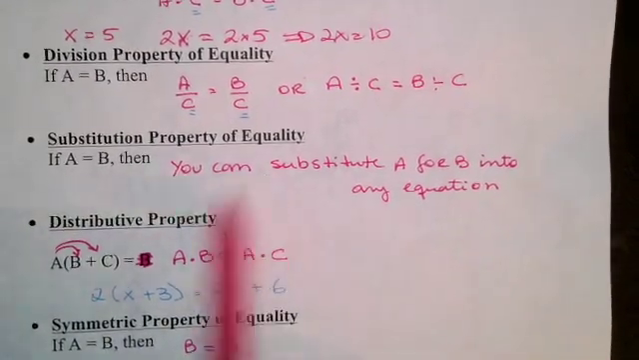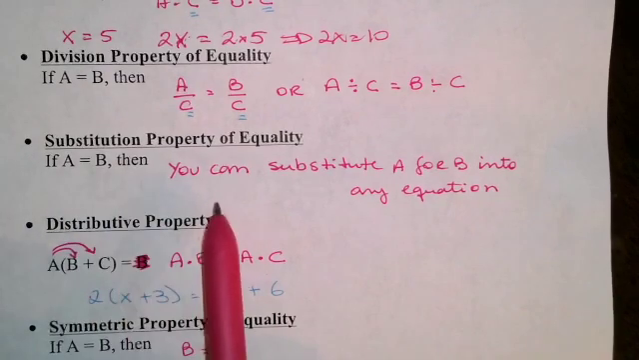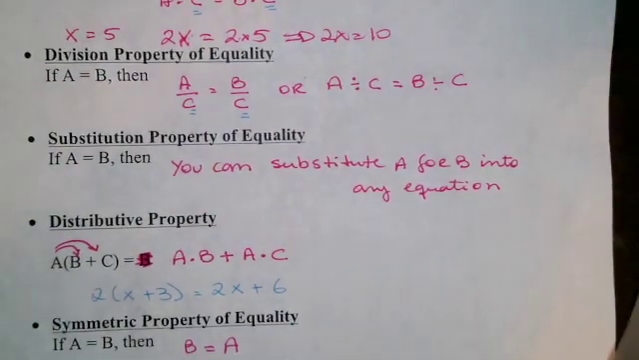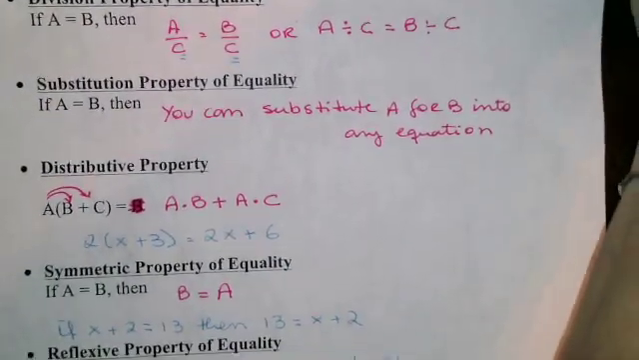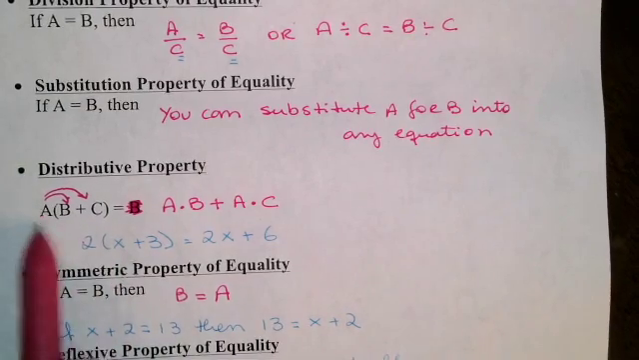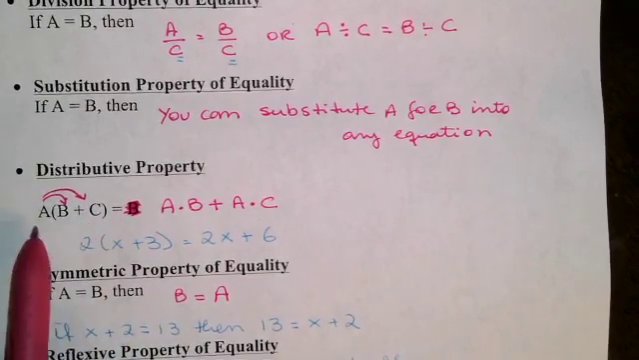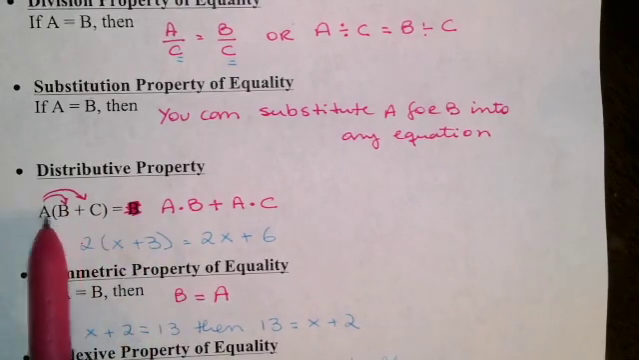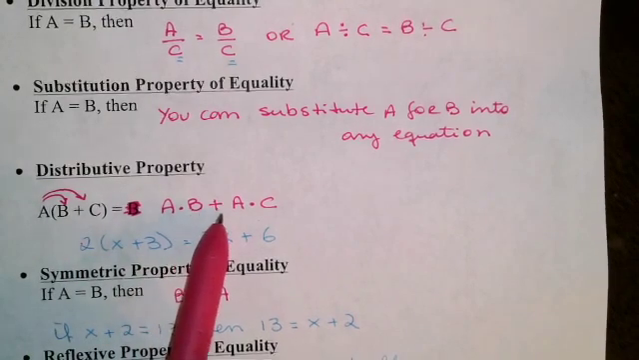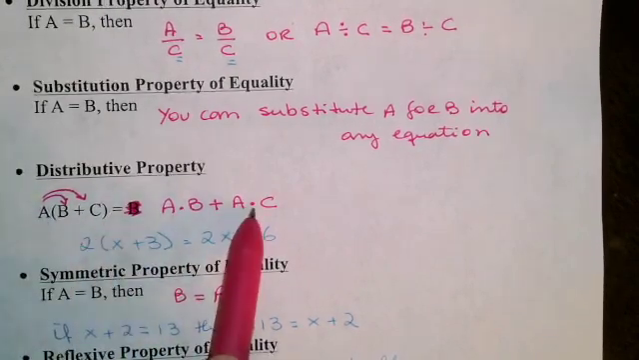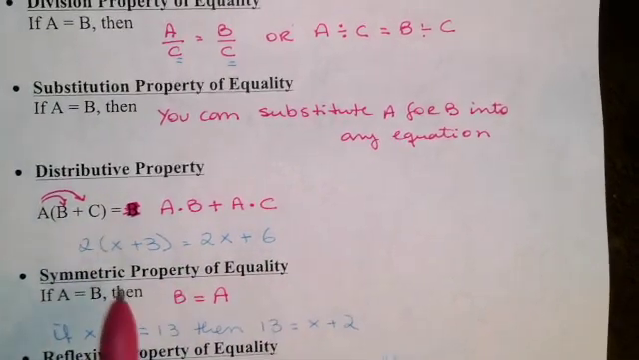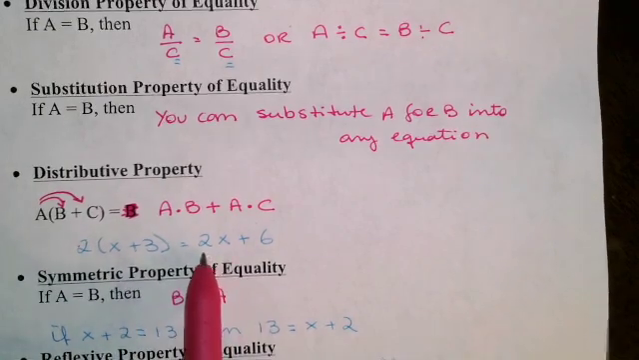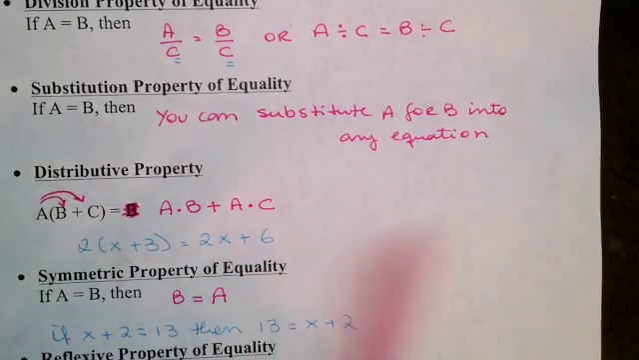Substitution property of equality. If A equals B, then you can substitute A for B into any equation. The distributive property. Now we have a number and then a parenthesis with two numbers inside. So you just distribute it. A times (B plus C) equals A times B plus A times C. So that's equal. And here I have an example: 2 times (x plus 3) is equal to 2 times x plus 2 times 3, which is 6.